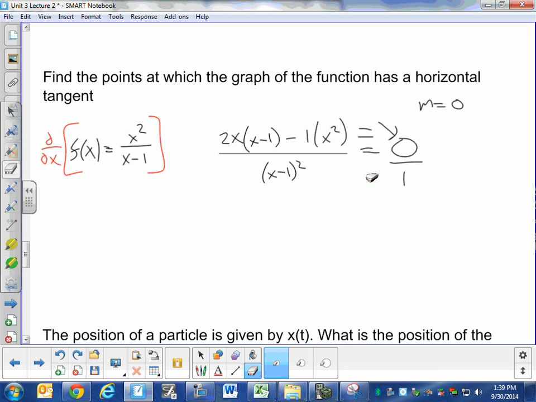The problem becomes if I do have a value that I plug in to get me 0 in the numerator and it gets me 0 in the denominator, well, that means we're not necessarily equal to an undefined slope. It's probably that the derivative doesn't exist. That rarely happens, but it can happen.